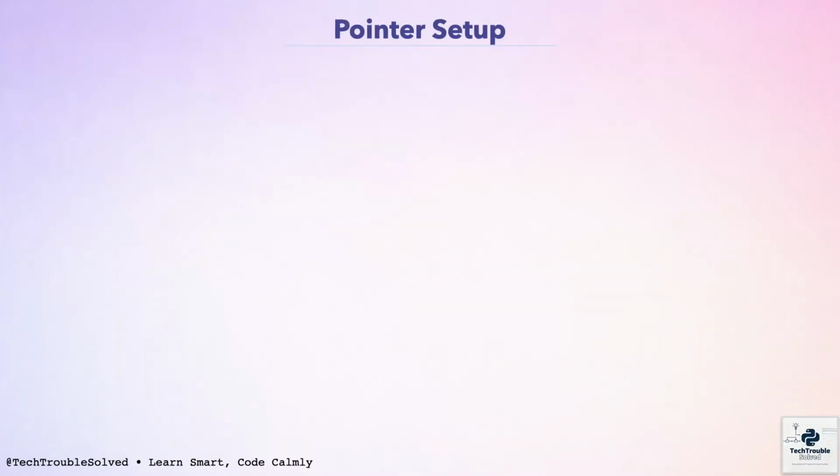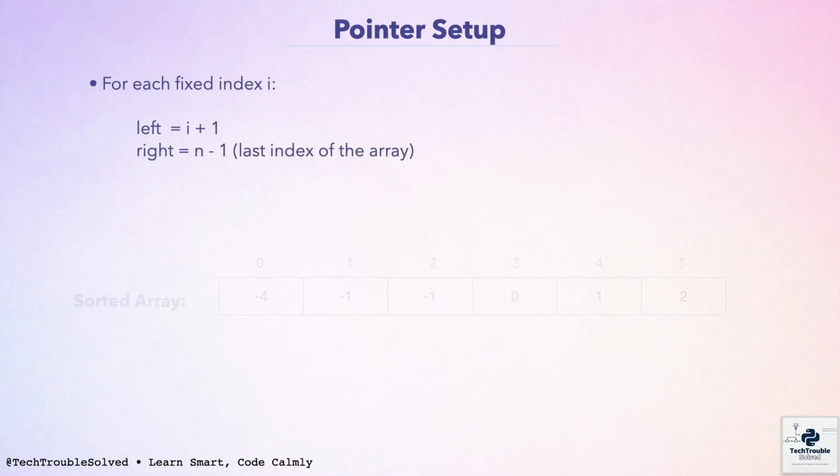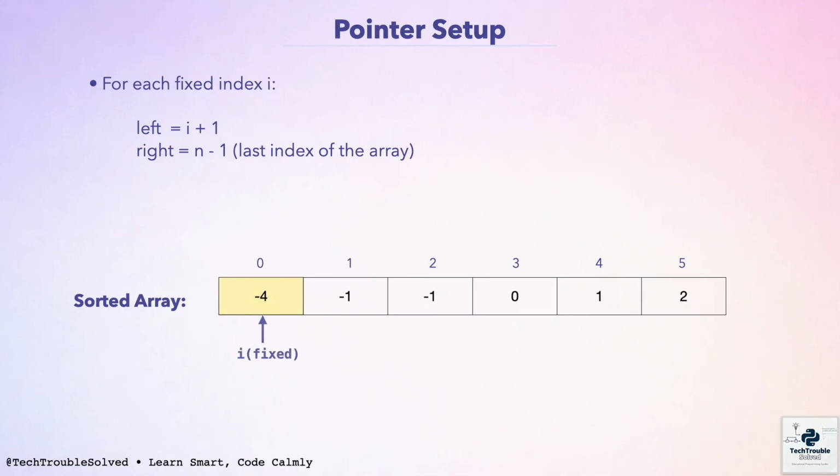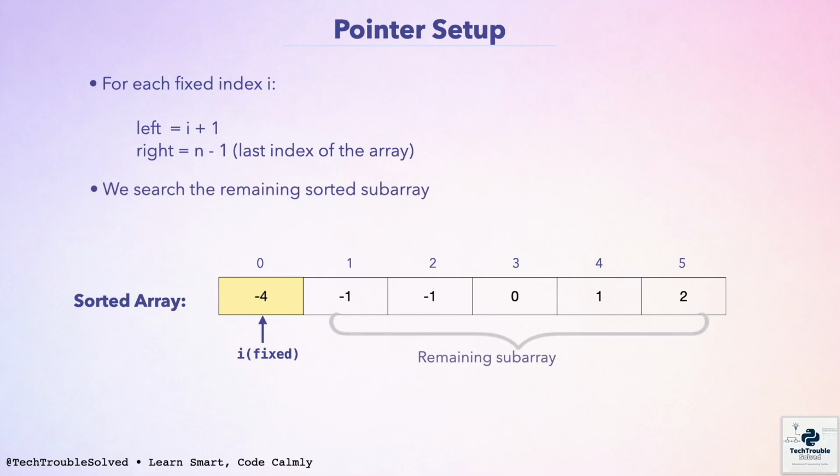Now that the array is sorted, we can set up our pointers. For each position i, we treat that element as the first number of the triplet. Then we search for the remaining two numbers in the rest of the array. To do that, we initialize two pointers. The left pointer starts at i plus 1, which is the element immediately after i. The right pointer starts at n minus 1, which is the last index of the array.